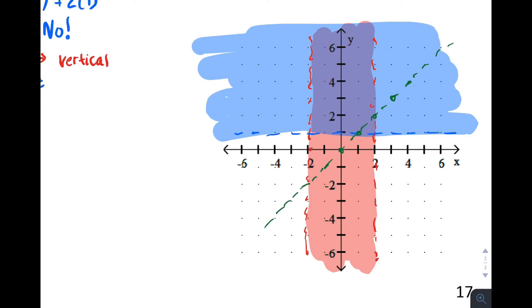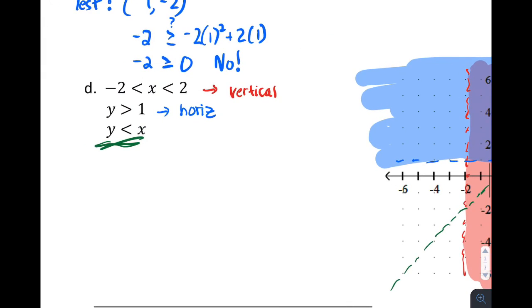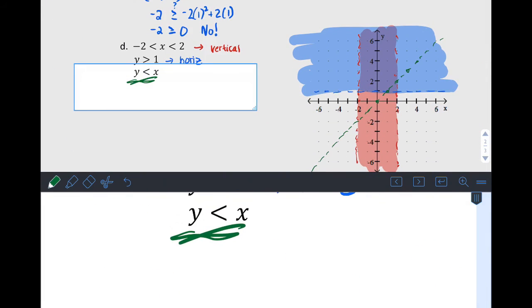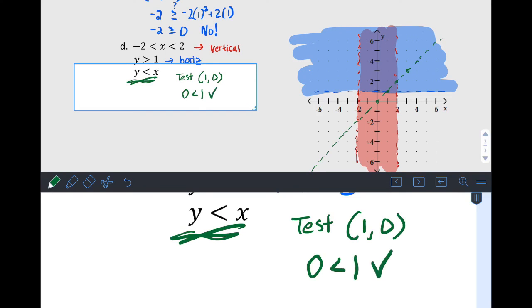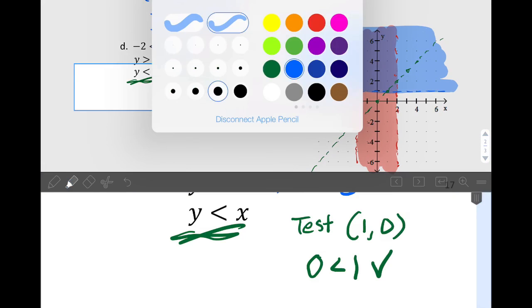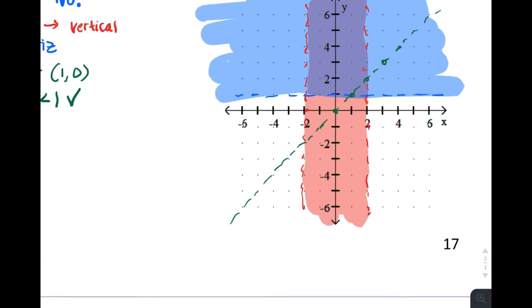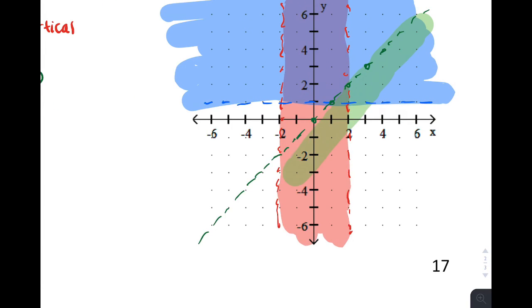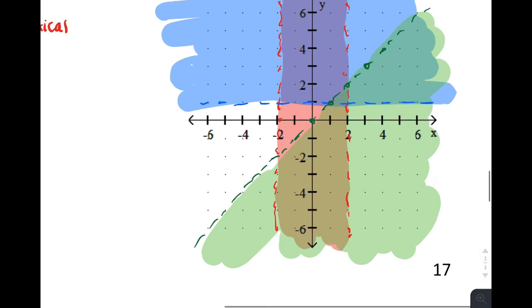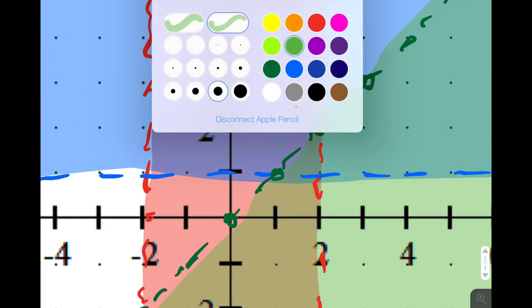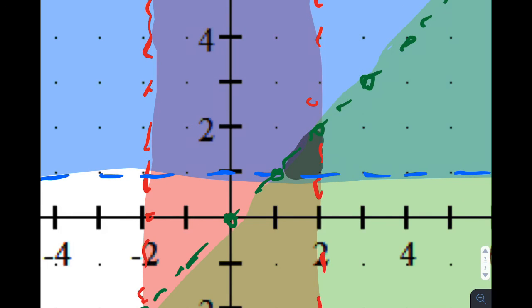You could plug a value in and test it. Say that we pick 1, 0. You'll have 0 is less than 1. That is true. So we'll be shading where 1, 0 is, which is below my line. So if you can figure out where all 3 of your shaded regions overlap, it's that little triangle in the middle there. So your solution set is just that set of points that fall in that region.